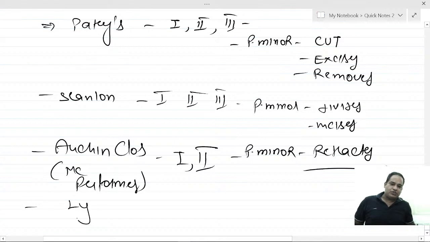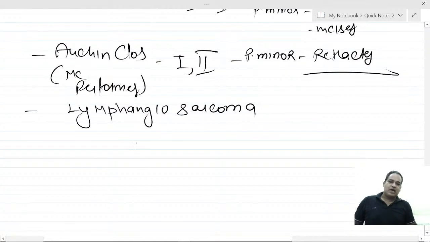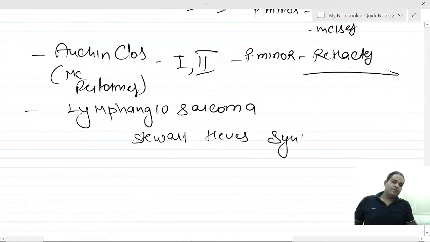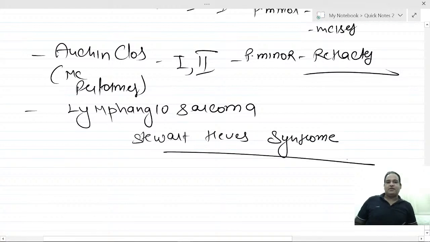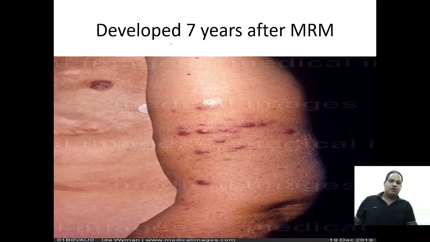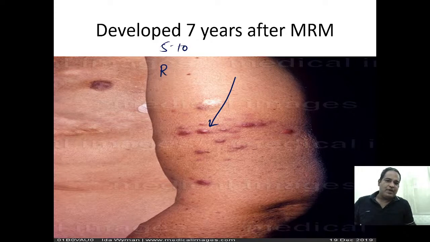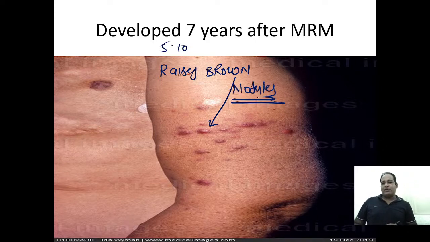So this complication is lymphangiosarcoma, which is known as Stewart-Treves syndrome. Typically it develops 5 to 10 years after mastectomy. In the clinical question, it will be in the form of raised brown nodules. That will be the language of the question.